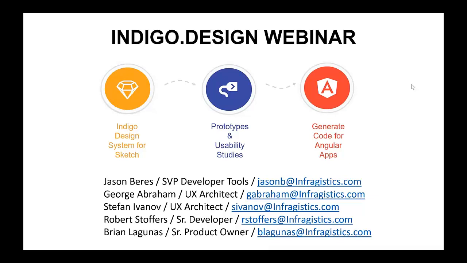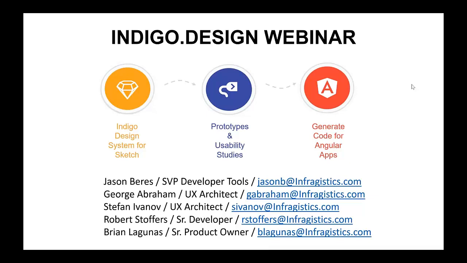Stefan Ivanov is with us. He's also a UX architect. His realm of expertise is around our UI kits and how we've built this design system in Sketch and ensured that it maps to our Angular product. So when you design something, you will always get that certainty in the output. You'll get the code generated that you expect from the design.